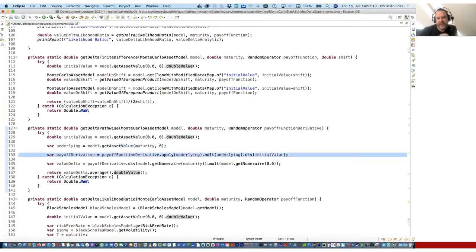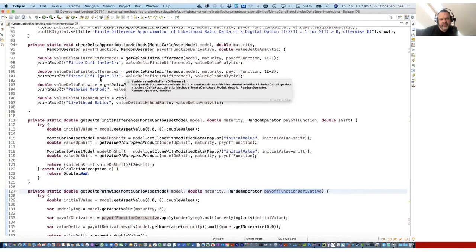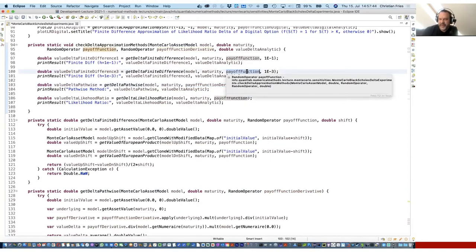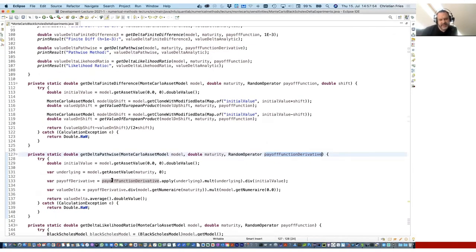And then comes my modified payoff function. My modified payoff function is now the derivative of the payoff function. And you see here when I check the different methods, for the pathwise method I'm passing the derivative of the payoff function, while for the finite difference, I just pass the function f. So if I know the derivative of this function f, then I just take the derivative and apply it to S of capital T. So this here is F prime of S of capital T.